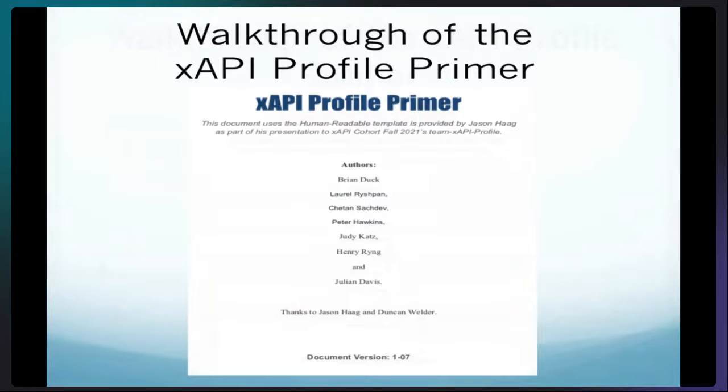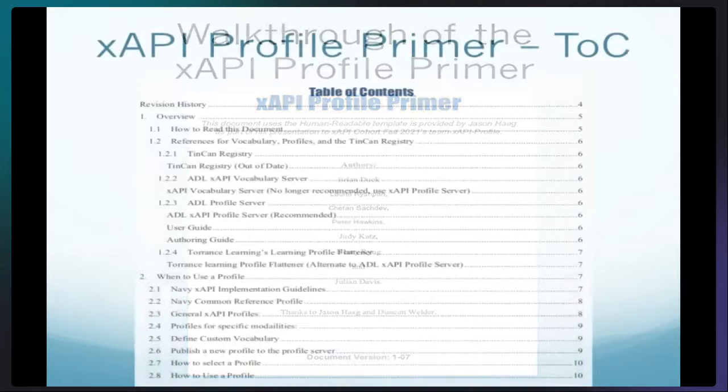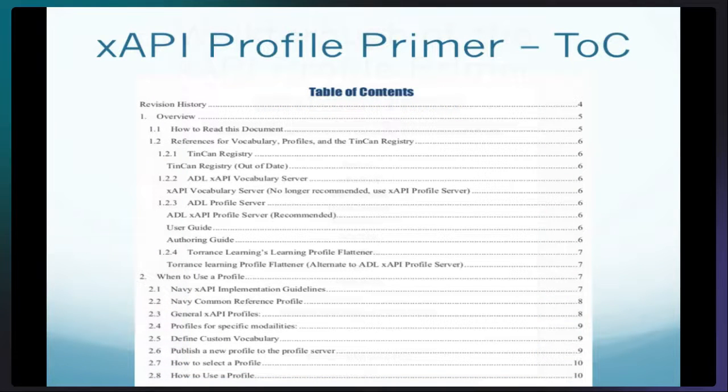He actually did a presentation to our team that elaborated on the xAPI profile server. The other thing to mention is that Laurel, Shatan, Peter, Judy, Henry, and Julian Davis were all active members of the team and helped to form the document. At the bottom we have thanks to Jason and Duncan Welder, who was able to join us and review some of the details of profiles. The current document is version 1-07, and this is the table of contents from that document.